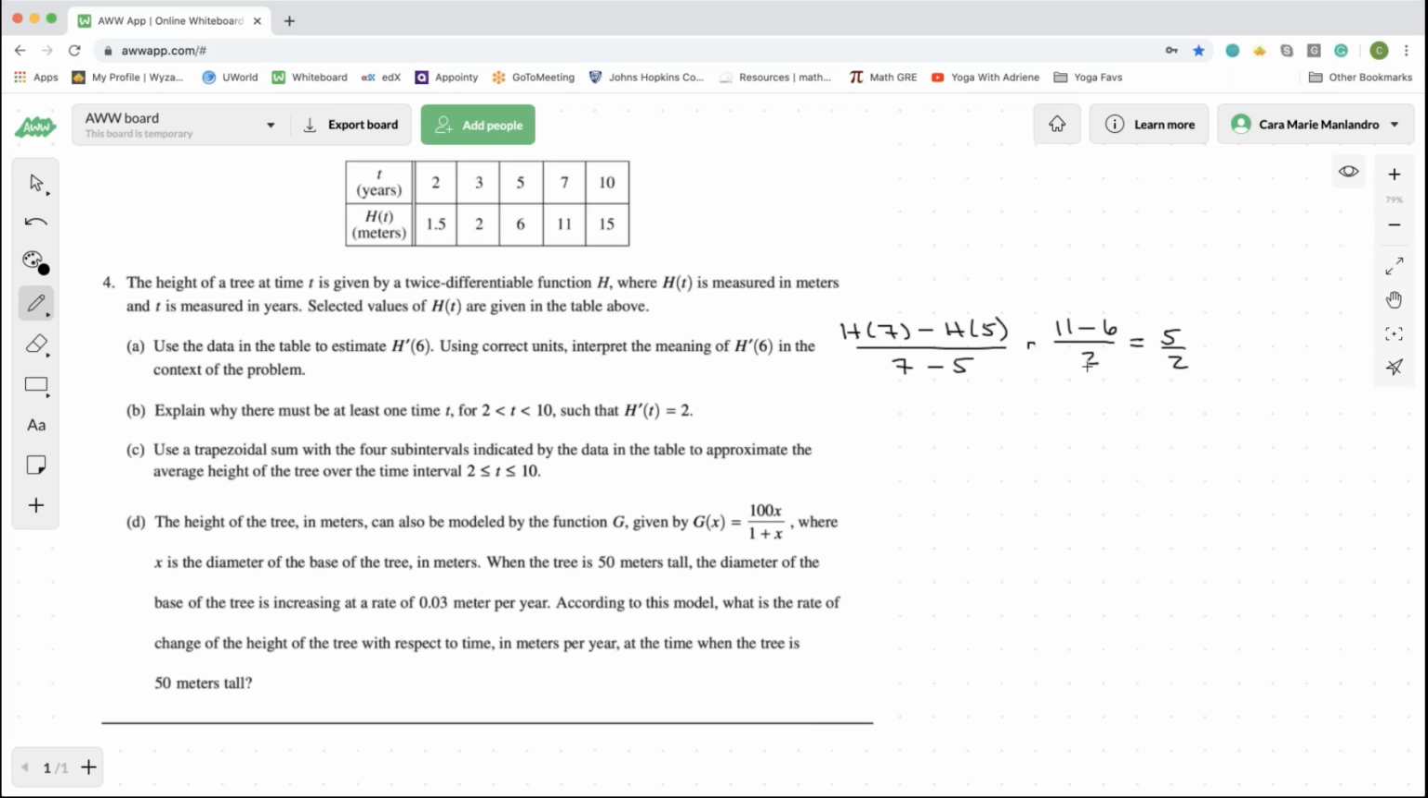All right, and we want to make sure we put in the units. So this would be meters per year. All right, that's that. And then if we wanted to interpret that, that's the rate at which the height of the tree is changing in meters per year. Any questions on part A?